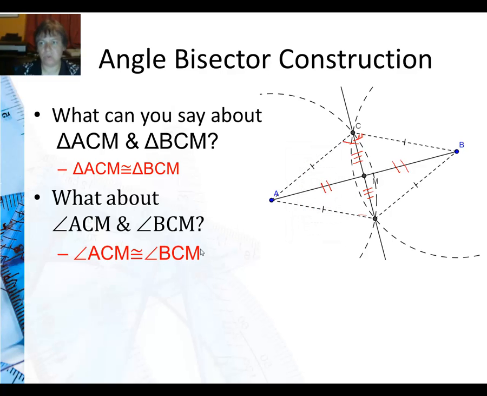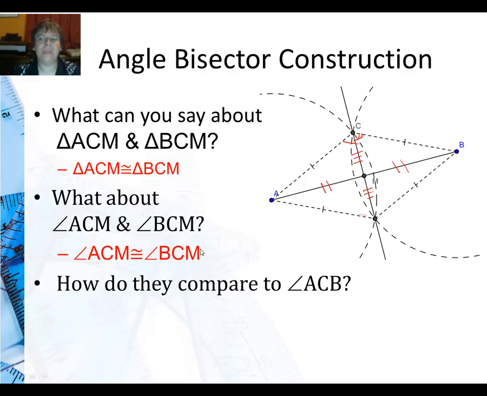And you're probably thinking, okay, wait, everything should make sense. So what does that mean? What's the important part? Well, how do they compare to ACB? Angle ACM should be half of angle ACB, and this angle, BCM, should be half of ACB too. So that means this bisector cut that angle in half. If you were to look at any of these angles on the side here, these perpendiculars are cutting the angles in half. You're actually creating a rhombus.